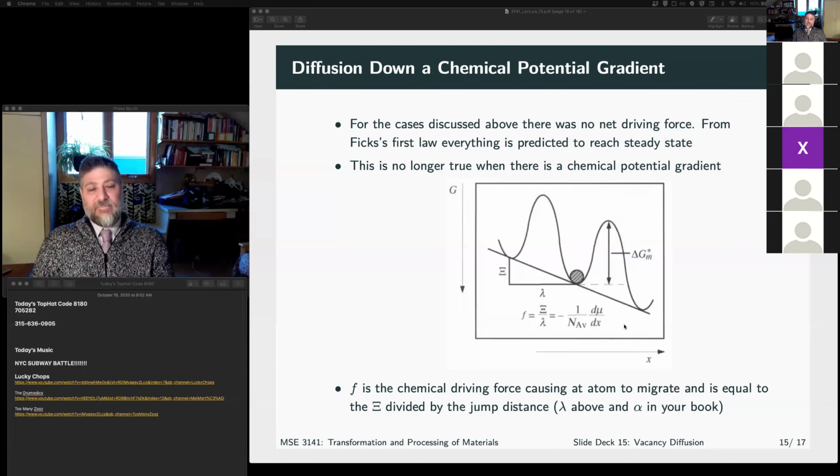And so we can say the driving force for diffusion in a chemical potential gradient is going to be directly proportional to that gradient. Right? So this change in chemical potential is directly related to our driving force. So this is why chemical potential was such an important and useful concept, right? It tells us exactly which direction mass transport is going to happen in our system.